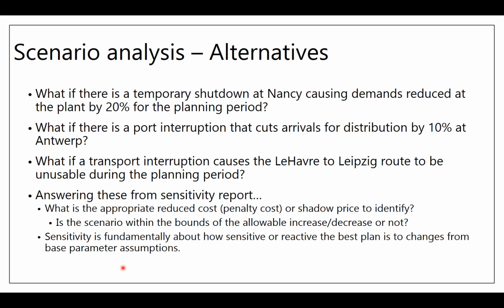Okay, so some scenario analysis. What would we do there? You could say, what if there's a temporary shutdown at Nancy, causes demand to be reduced by 20% during this planning period? That's simple enough.